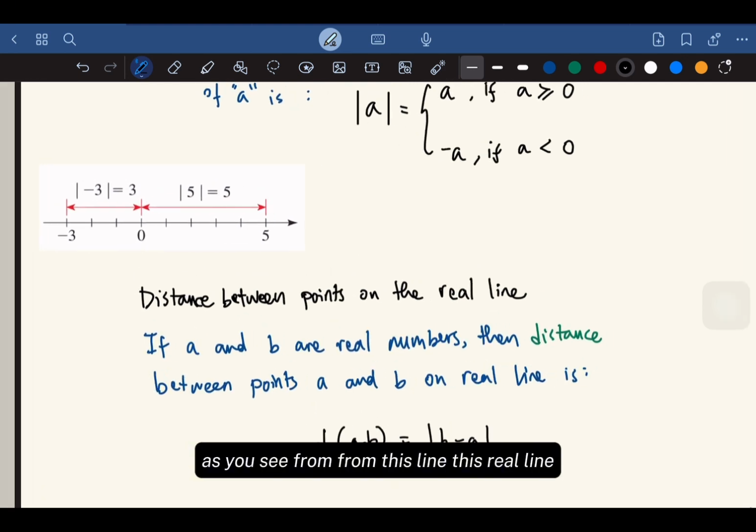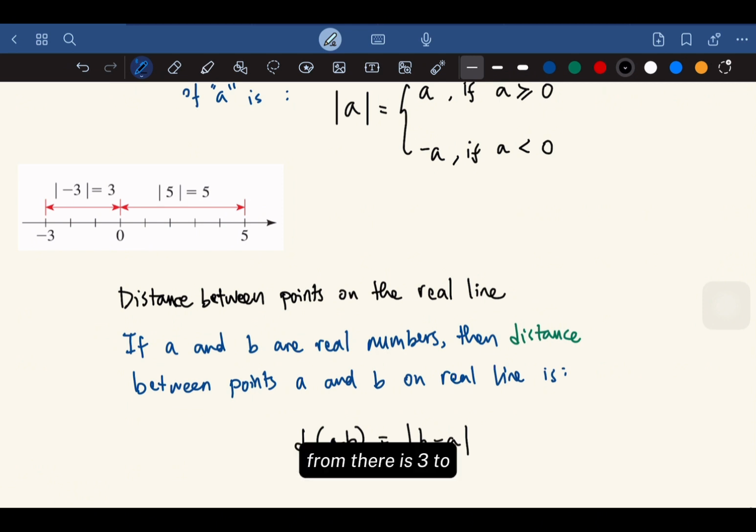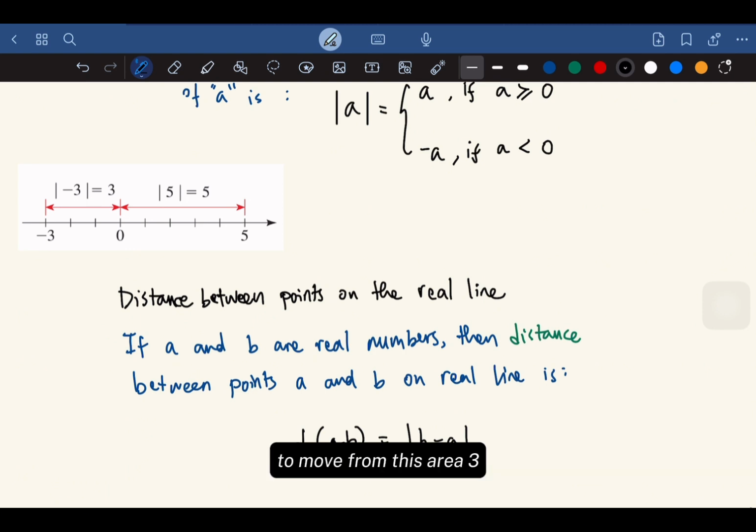As you see from this real line, from -3 to 0, the distance is 3 because we move from -3, 3 units. 1, 2, 3, 3 units. Okay? You could think of absolute value as a distance. The same way 0 to 5 is 5 units.